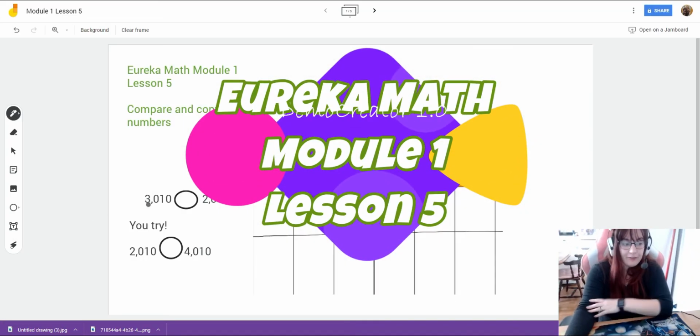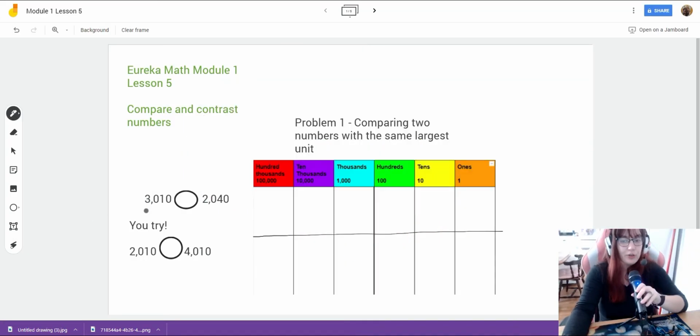Hello, fourth grade. For today, our lesson is going to be about comparing numbers, and we're going to be doing Module 1, Lesson 5. For this lesson today, we're going to be comparing and contrasting two different numbers and eventually three different numbers. And we're going to be using our knowledge of place value to help us out with this. So let's go ahead and get started with this first problem right here.